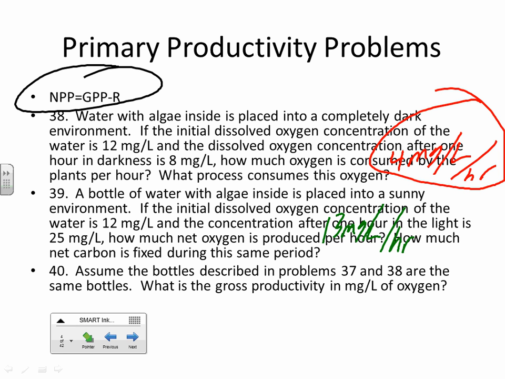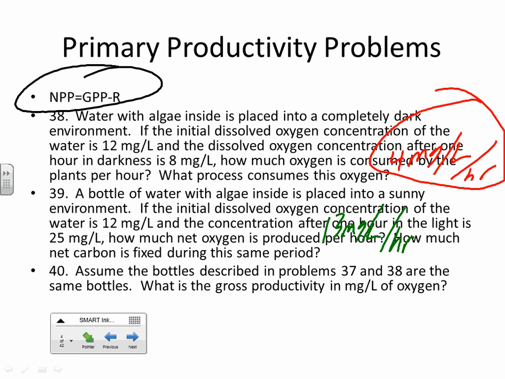Is that the total amount of photosynthesis done? The 13? What's going on at the same time? Respiration, right? So that's net primary productivity, right? So that's taking into account both. Some oxygen is being used, at the same time some is being made. So the last one, assume the bottles described in problems 37 and 38 are the same bottles. What is the gross productivity in milligrams per liter of oxygen?